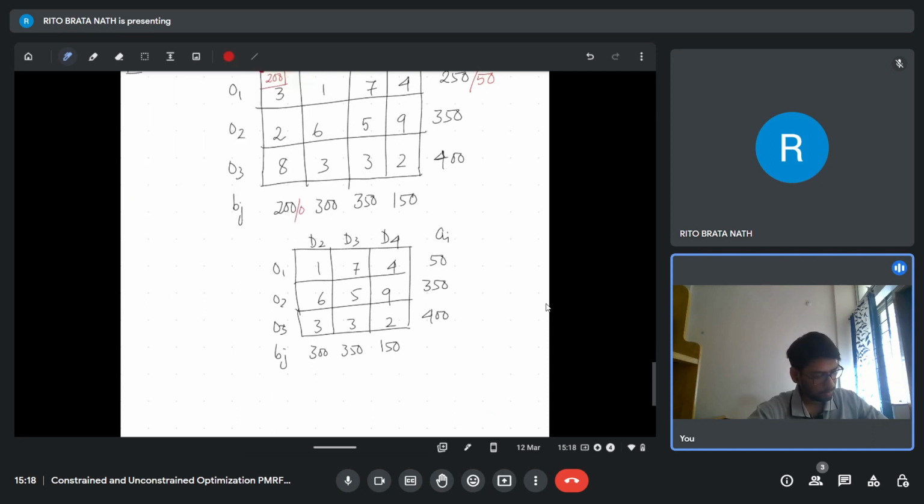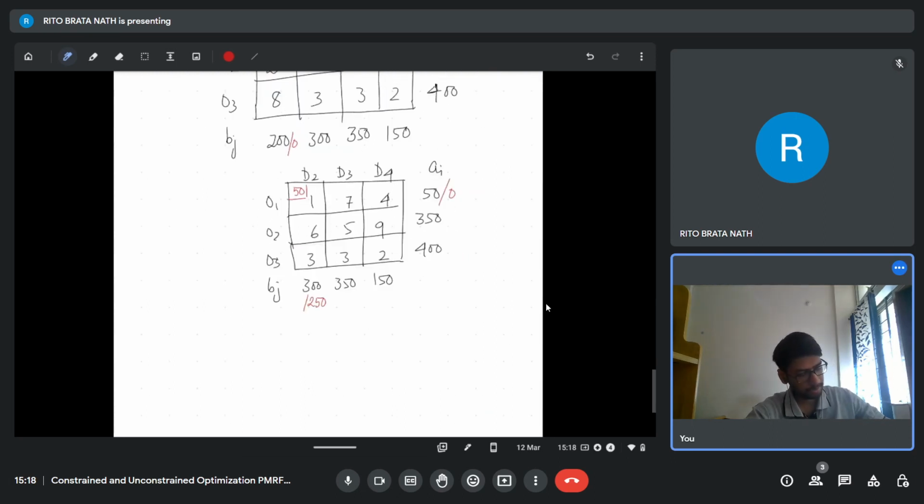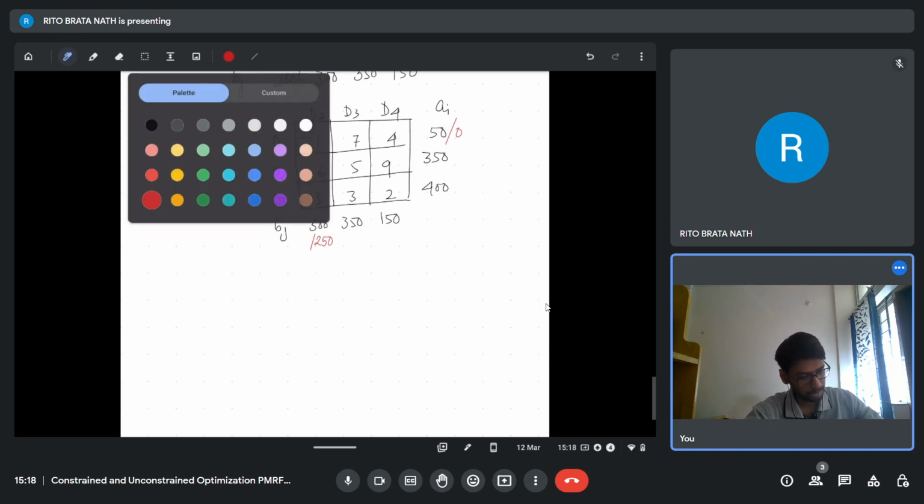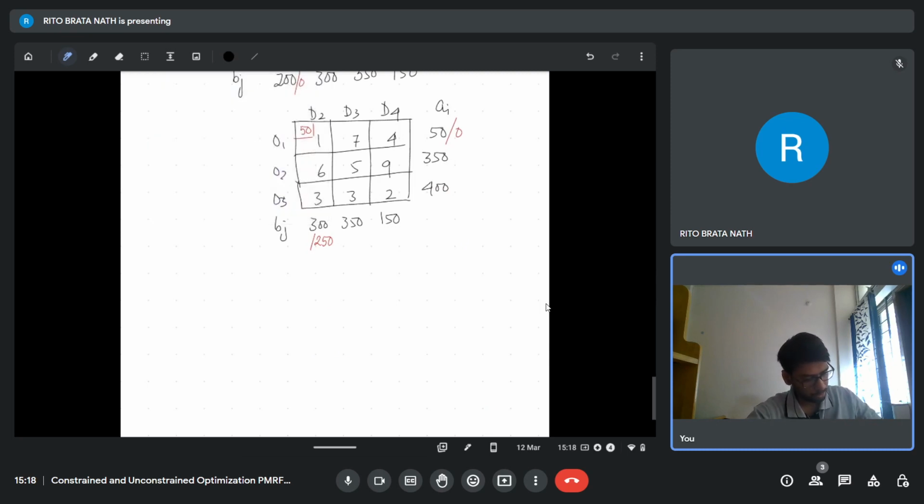Now again you start from the northwest point, right? So here again it's the minimum of 50 and 300 that you can allocate. So you'll allocate 50 here. So this becomes 0 and this becomes 250. Now you can delete the first row this time. So we're left with D2, D3, D4, O2, O3.